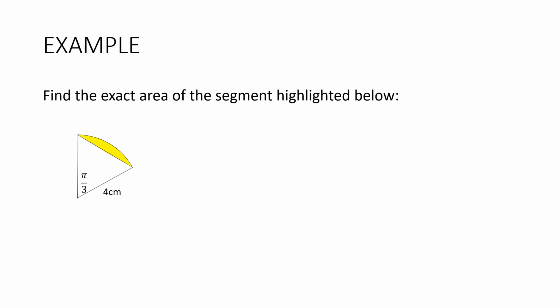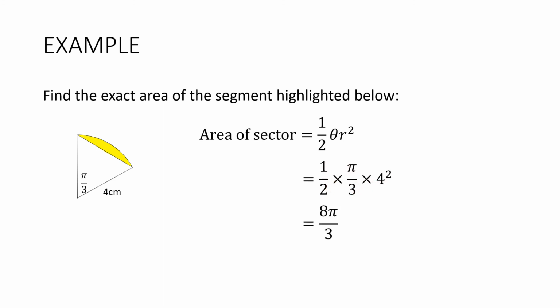So here's an example. Find the exact area of the segment highlighted below. So we're going to start by finding the area of the sector. Here's our formula. Theta is pi on 3 and r is 4. And this time we want an exact area, so I'm going to do 1/2 times pi on 3 times 4 squared, which will give me 8 pi over 3. So 8 pi over 3 is the area of the sector.